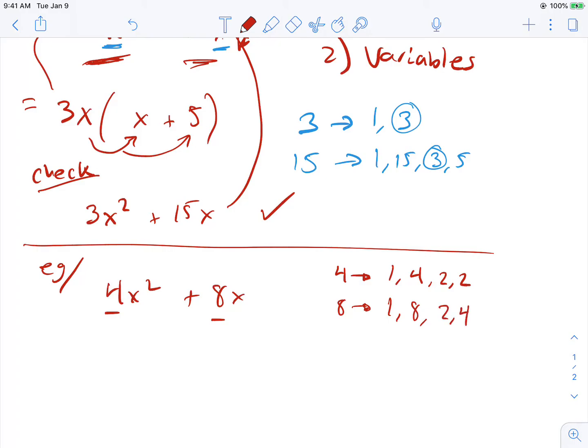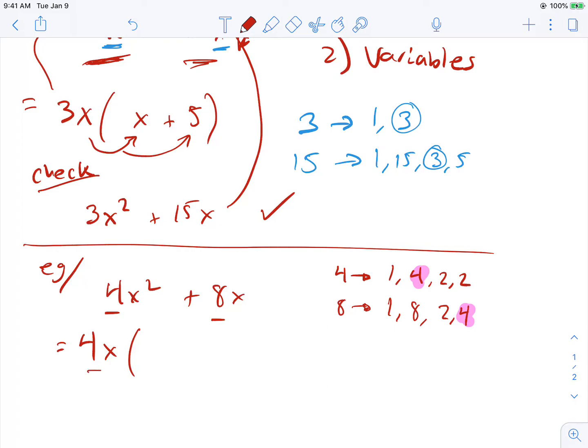So let's take a look at our list and figure out what's the greatest common factor there. Well, it looks like 4 and 4 are going to be our biggest. So we know that we're taking out a 4 from both terms. And then you have to ask, can I take out a variable? Well, this has x squared, this has x, so we can definitely take out an x from both.